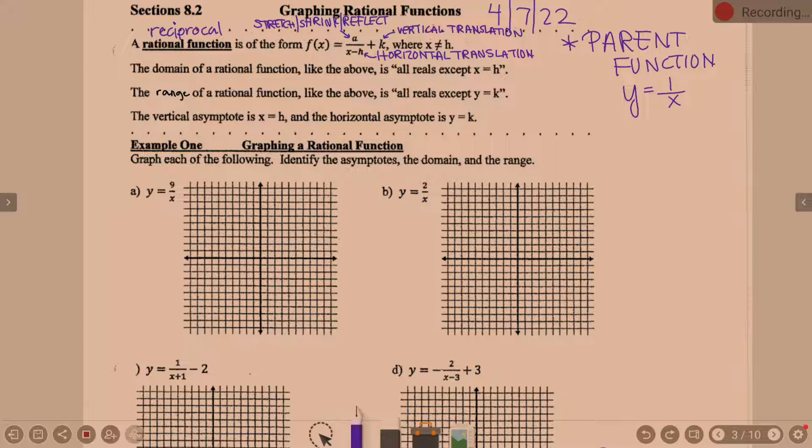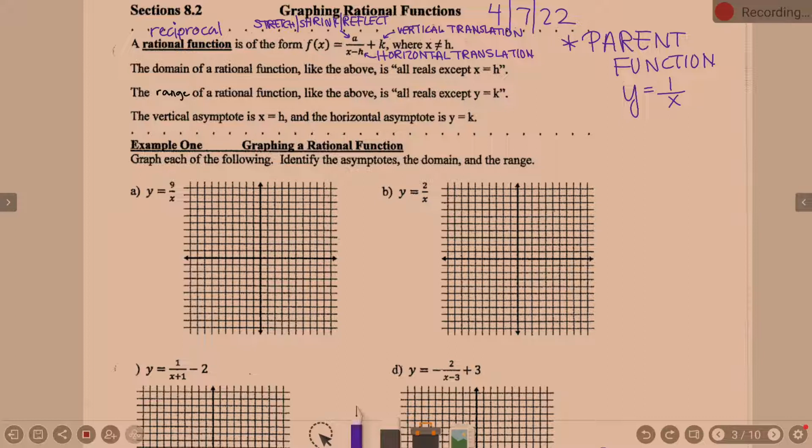Now, let's put this all together. Let's look at an example. Example A. Notice the directions. We need to graph this, and then we also need to identify asymptotes, domain, and range. So I'm kind of squeezing a lot of information in.